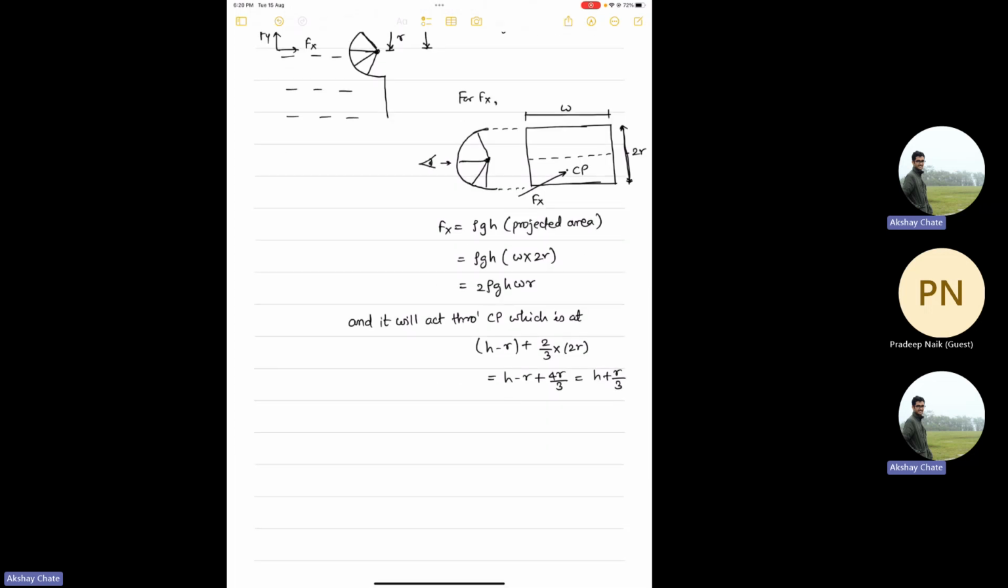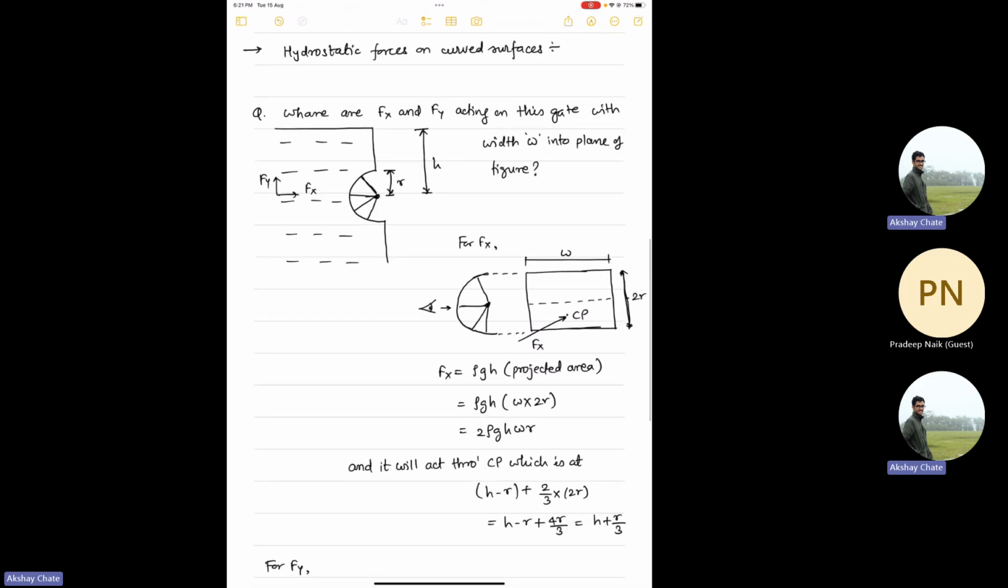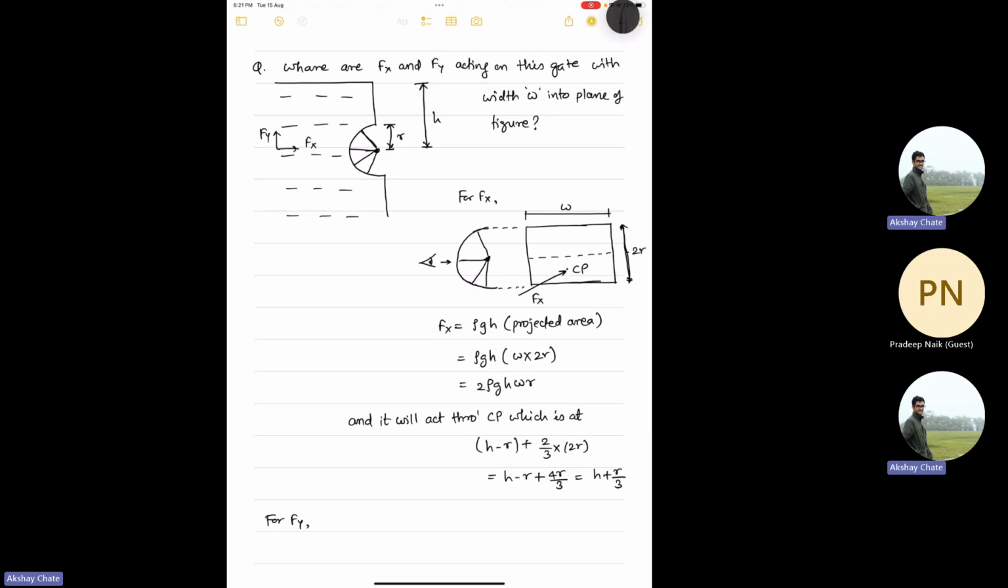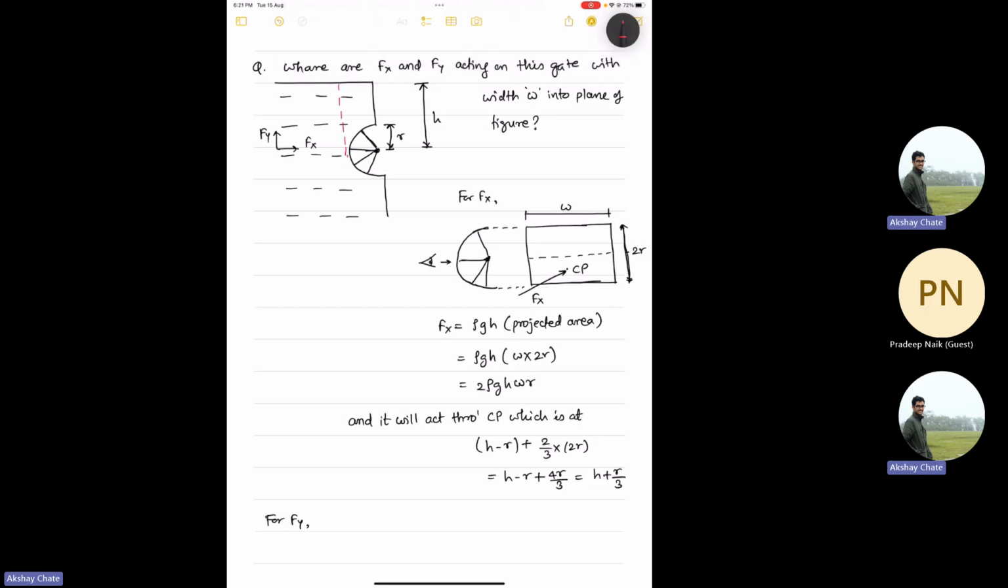And now the second part, which was what is Fy. For Fy, as I told you, we take an imaginary liquid, or maybe in this case it is real, on the top of the gate there is a real liquid. I can show it in this figure only. Let's say this is the end point of the gate, and this much weight of the liquid will be the vertical force acting on the gate, and it will act at the CG of this red shaded area.